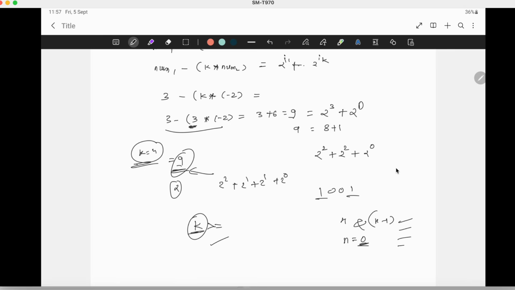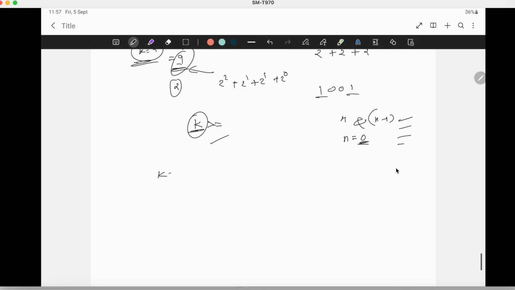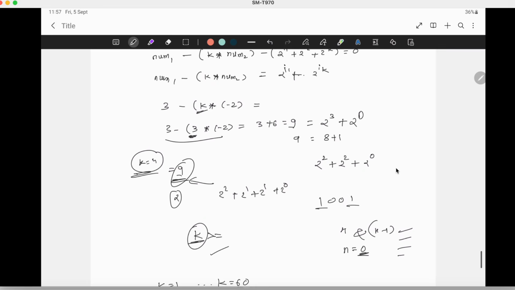Okay, I guess you get this idea. You can try out different possibilities. So what is this k value? How we can figure out this k value is we will run a for loop. K starts at 1 and goes all the way to 60, and we will keep trying to put this k value in the formula that we generated, num1 minus k into num2.